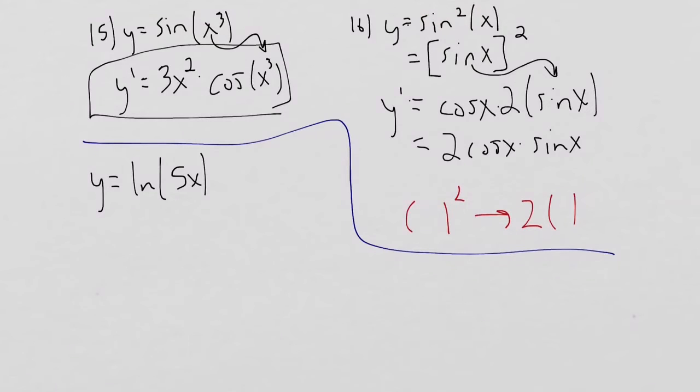Alright, one more for this video. We have y equals ln of 5x. So this is also one where people commonly mess up part of the chain rule, the ln part of the derivative. So the innards, that is 5x. So y prime is the derivative of 5x, which is 5, right?